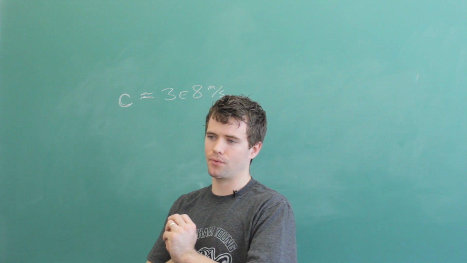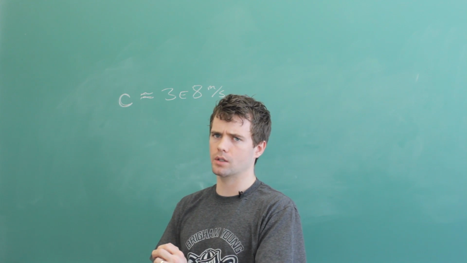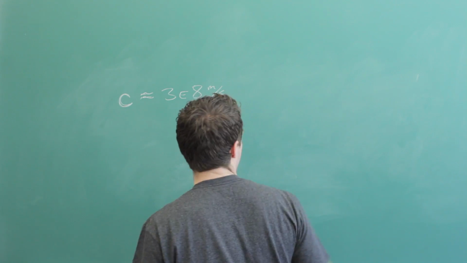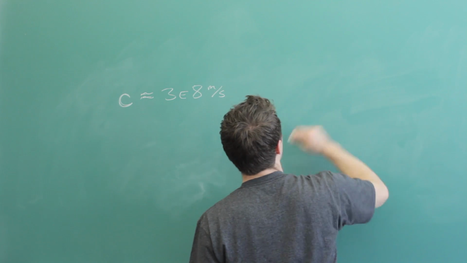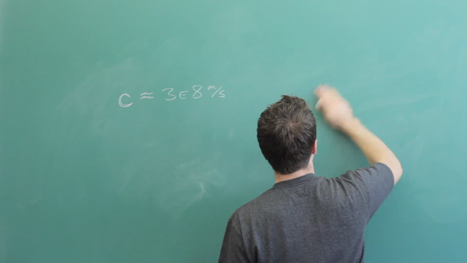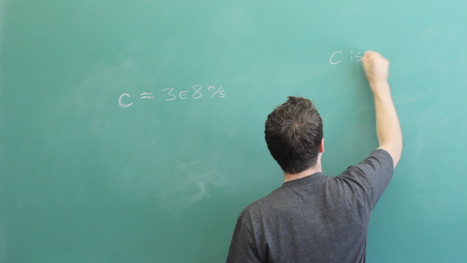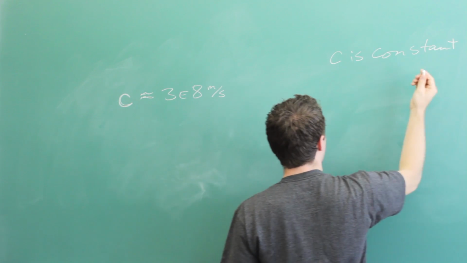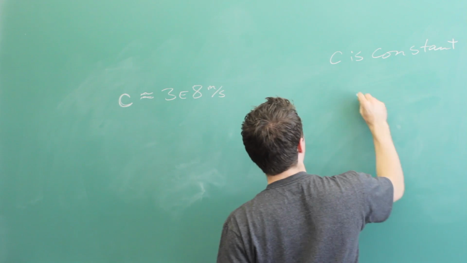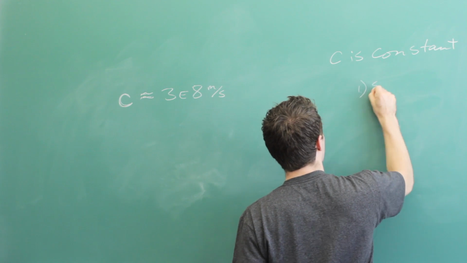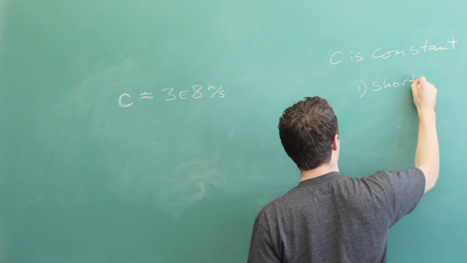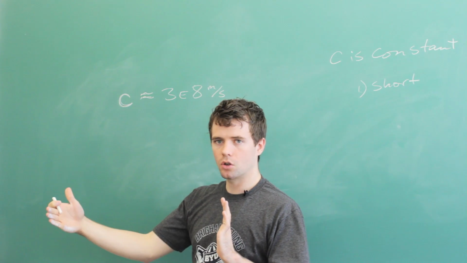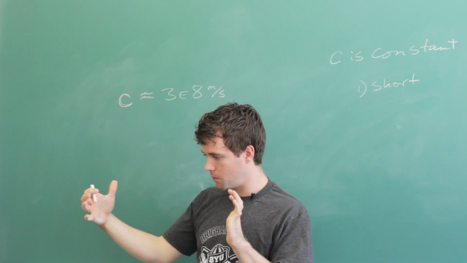And that kind of opens the door for some weird things that go on. So to put them all in a box, the first thing you guys need to know is that c is a constant. And because of this, the weird things that happen are that first, you get short. Short as in your length is actually going to contract. You're going to get shorter.